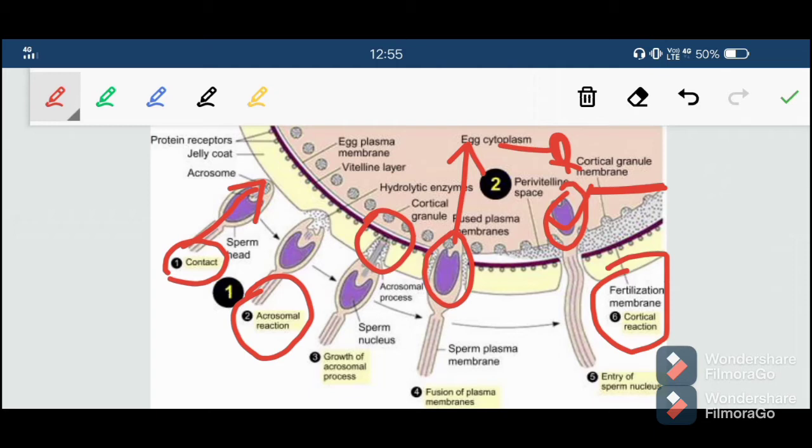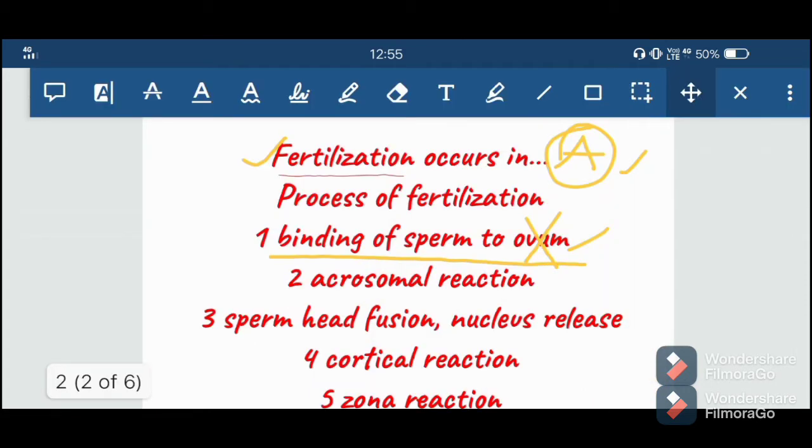So, what are the reactions? First, the acrosomal reaction, then the cortical reaction, and then the zona reaction. See, after the binding of the sperm to the ovum, the acrosomal reaction occurs, the sperm head fuses and the nucleus is released, then the cortical reaction occurs, and then the zona reaction occurs. The importance of the zona reaction is that it prevents polyspermy. That's why the function of the zona pellucida is preventing polyspermy.